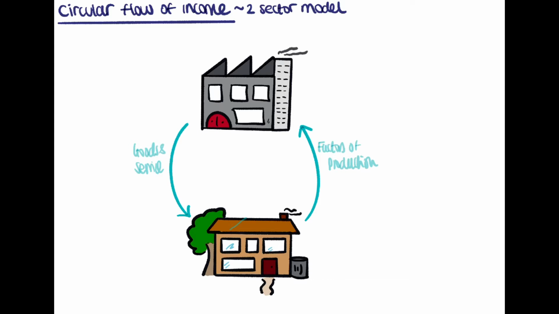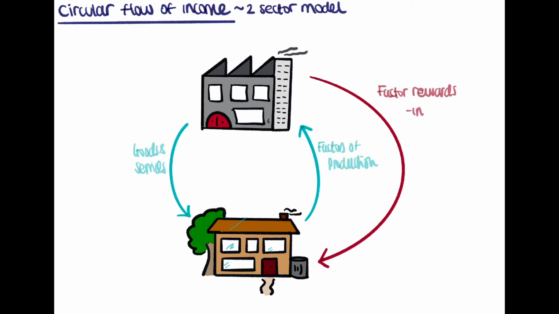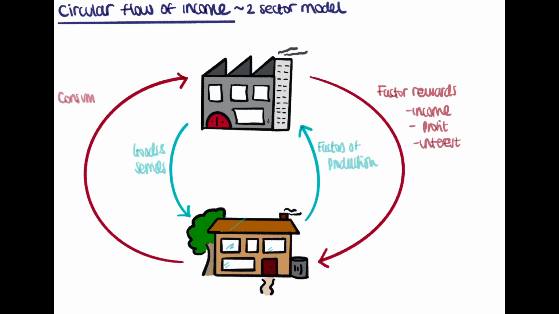From our lessons on macroeconomics, we know the four factors of production are land, labour, capital and enterprise. Firms use these factors of production to produce goods and services, so we have labour which flows from households to firms. Households receive income in return for labour, and this income is shown by the red arrow. The income then flows back to the firms when households purchase goods and services. That's why it's called the circular flow of income.